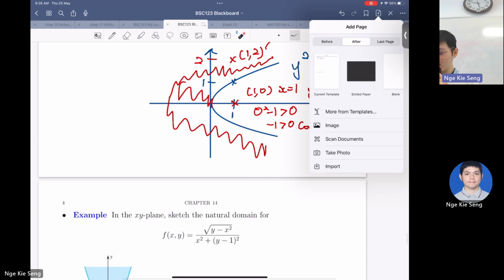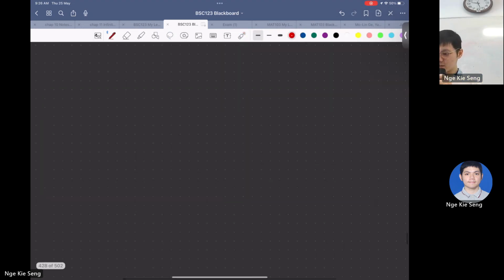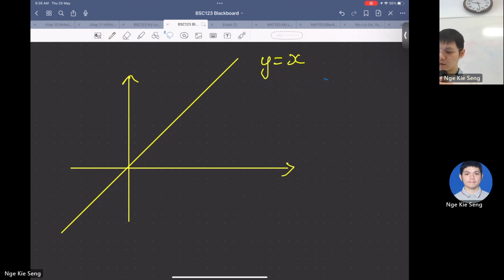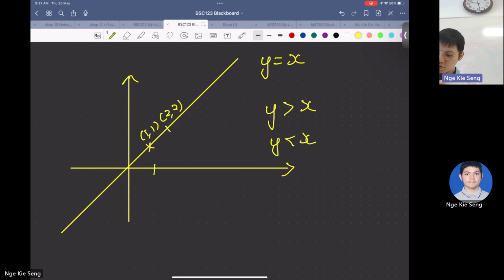Okay, let me show you one example. Let's go back to the easiest case. Y equals to x. So where is y greater than x? Where is y less than x? So on this line, what do you have? You have 1, 1, 2, 2, 3, 3, 4, 4, and so on.